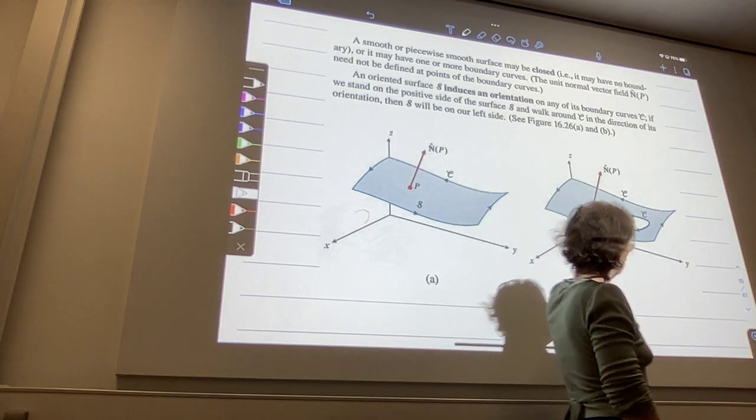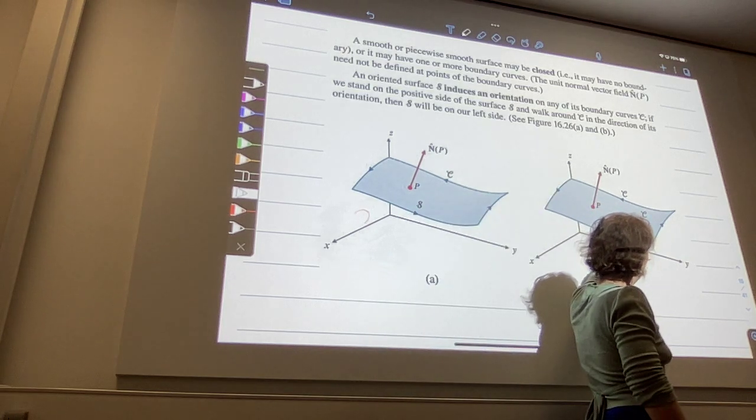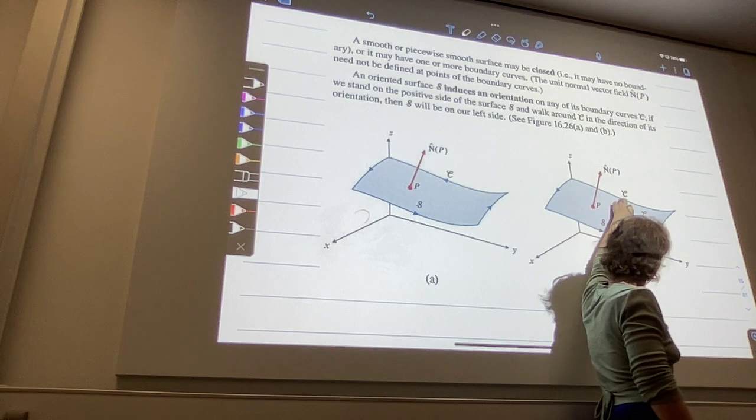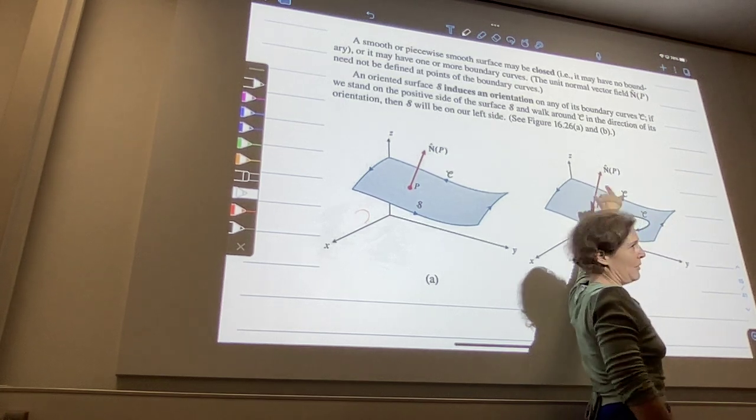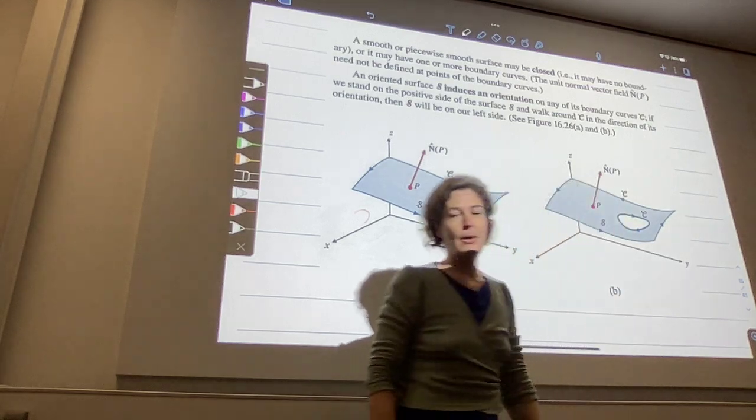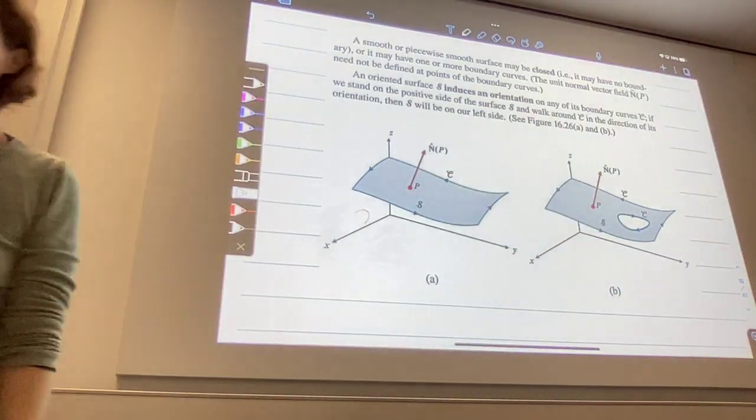So it gets a little bit weird if you've got a boundary over here. Now we're walking, keeping the region on our left. We're going in this direction. That will orient that curve there, and the normal will go up like that for both. Okay. We'll see some examples.